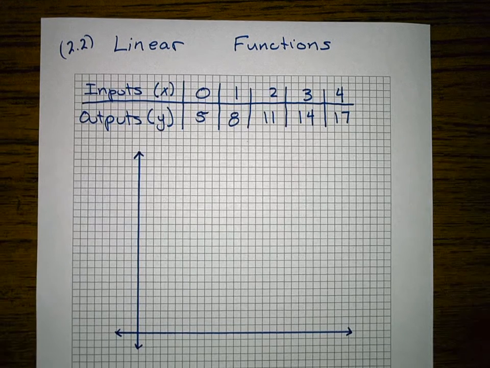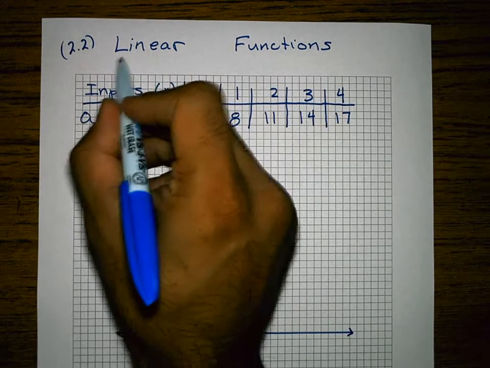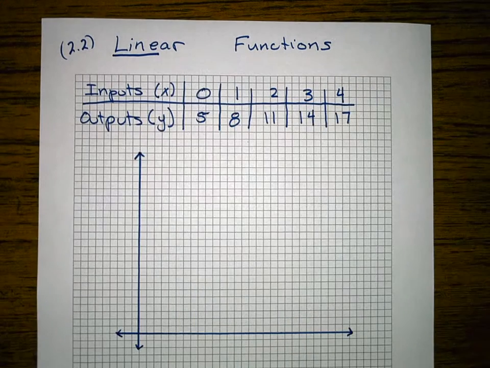All right, this is a video on linear functions. This is section 2.2 from the Math 1 book. And so we're talking about a linear function. A linear function, if we remember from Unit 0, is based on the idea of a line, of a straight line.